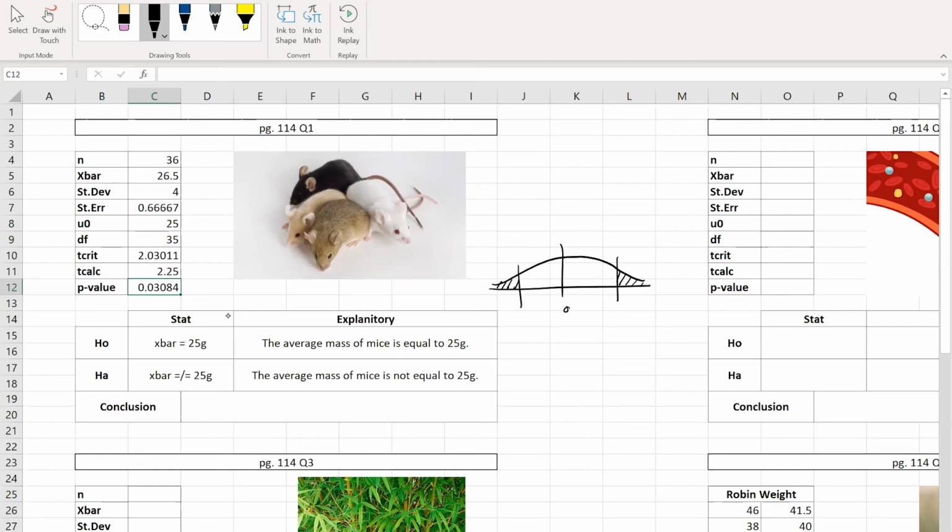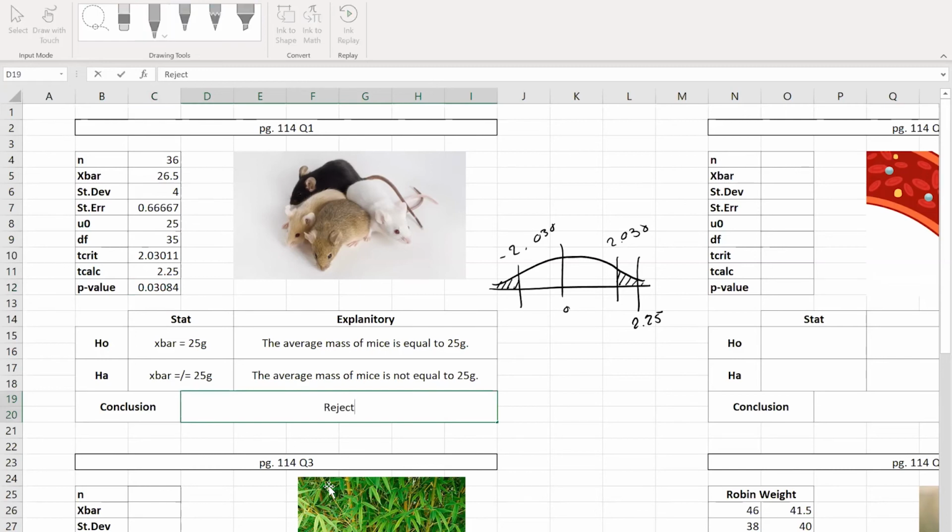So our t-crit was 2.030. And technically there's 2, right? Because this is a two-tailed test, it's technically plus and minus 2.030. Our calc value is 2.25. So it falls into the rejection zone, which matches with our p-value of less than 0.05. So we reject the null hypothesis.